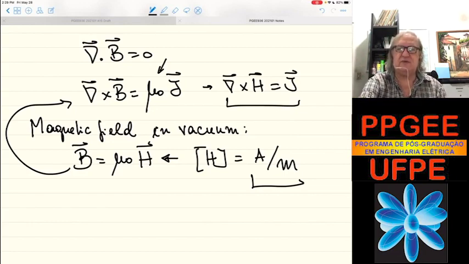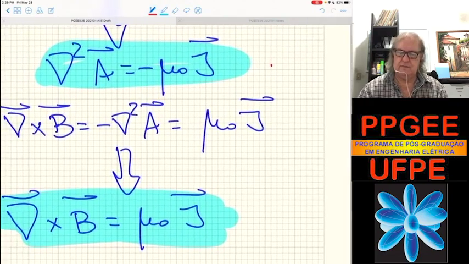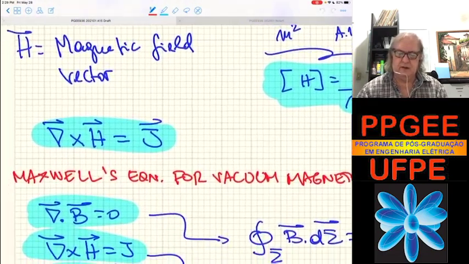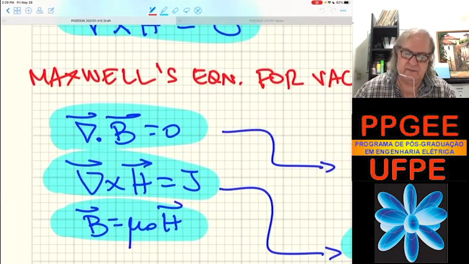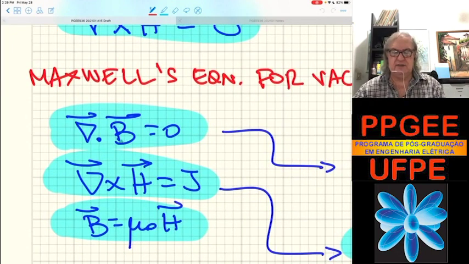So we have Maxwell's equations for vacuum magnetostatics. We have two equations and a connection between fields. One field is the magnetic induction, or the magnetic flux density field, and the other is the magnetic field. So curl of H equals J, divergence of B equals 0, and B is connected to H in vacuum by this relationship, which will be more general when we talk about magnetostatics in material media, right?